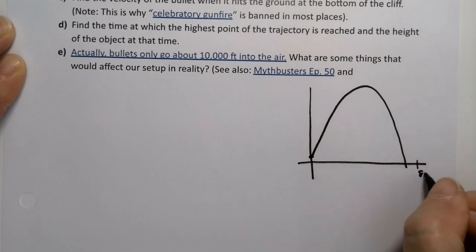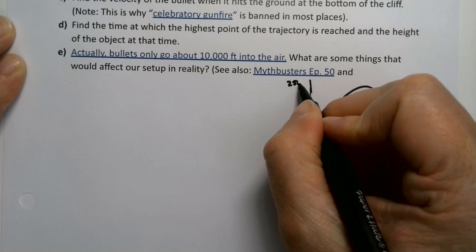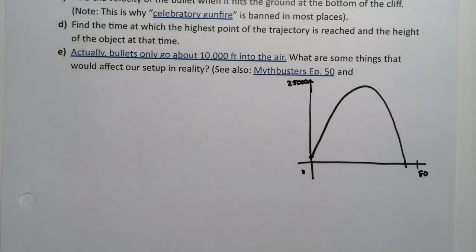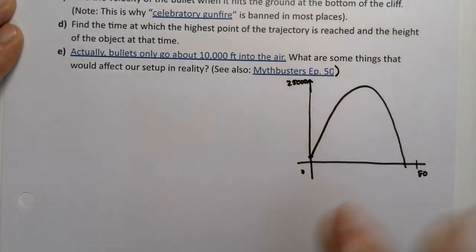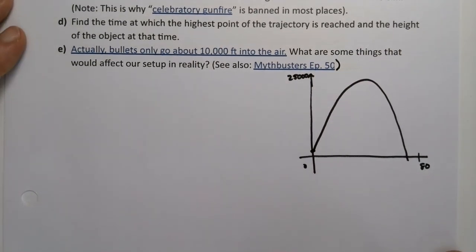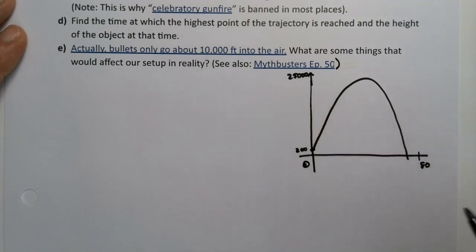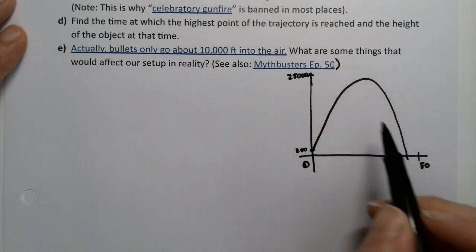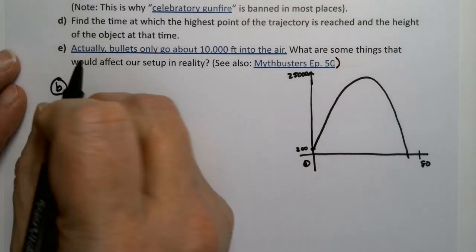And over here is about 0. And this up here was about 25,000. This was a Mythbusters episode, so if you want to check out Mythbusters episode 50, you can look into this. So right here, it starts off at 200, and then it goes way up and way back down. Now, if you're thinking 25,000, there's no way a bullet can reach that high. That's true. We'll talk about that in part E.